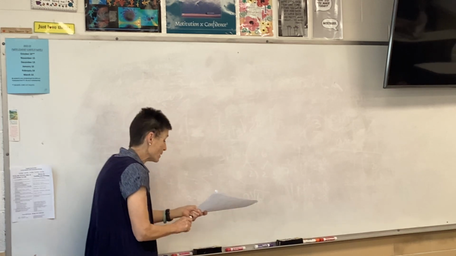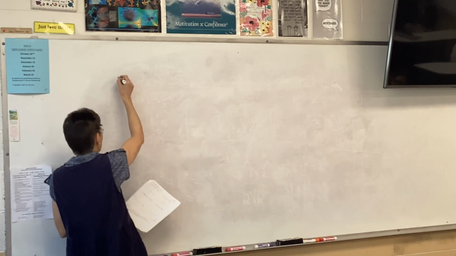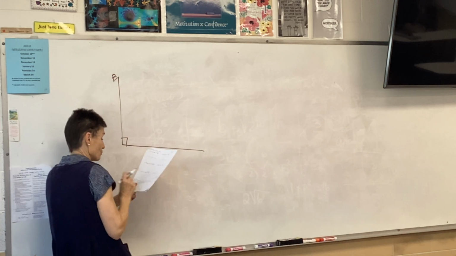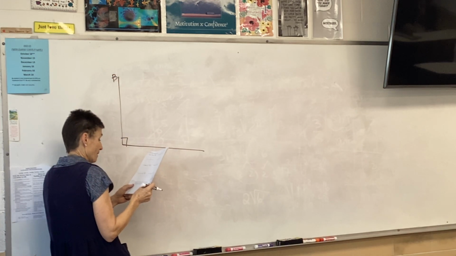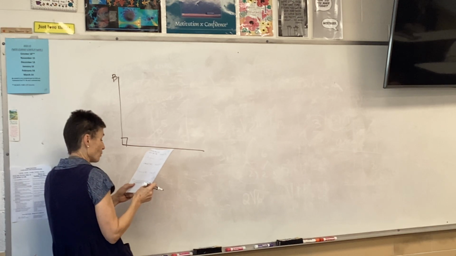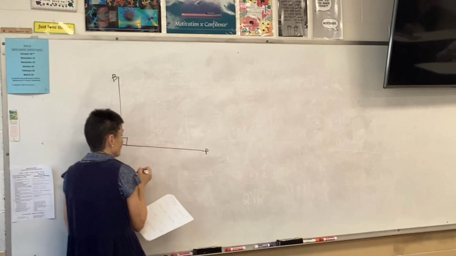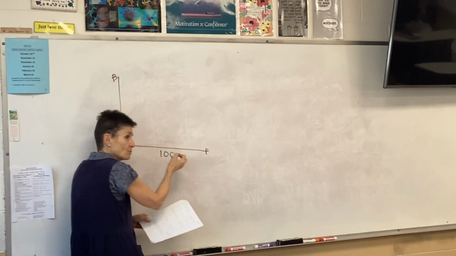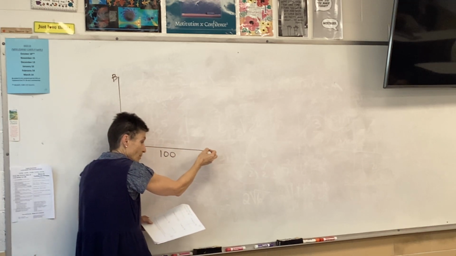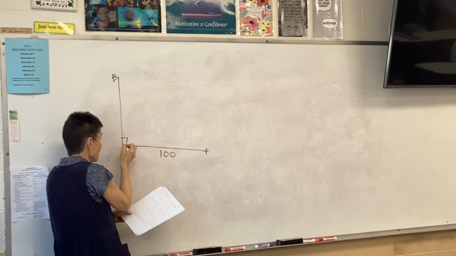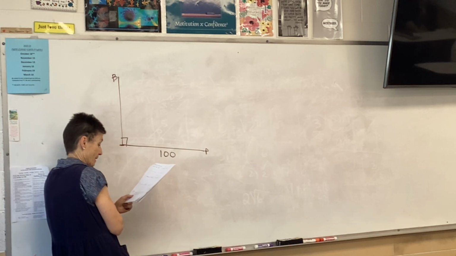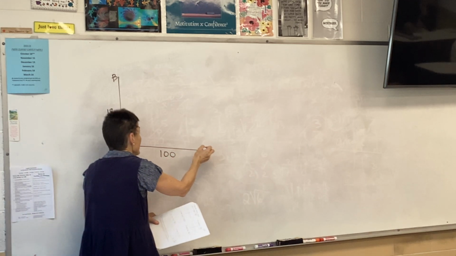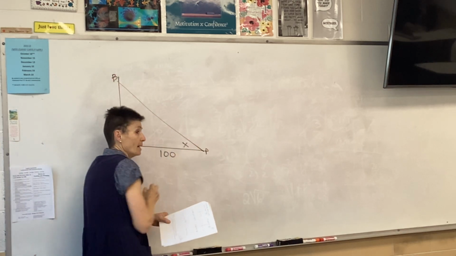We have a bird on the top of a tree. So here's the tree, here's the bird in the top of a tree. There's a point on the ground 100 feet from the base of the tree. So does it make sense to you that this is where the 100 is? This is the ground, the point on the ground, 100 feet from the base of the tree. The bird is 18 feet above the ground, and we are finding the angle of elevation.